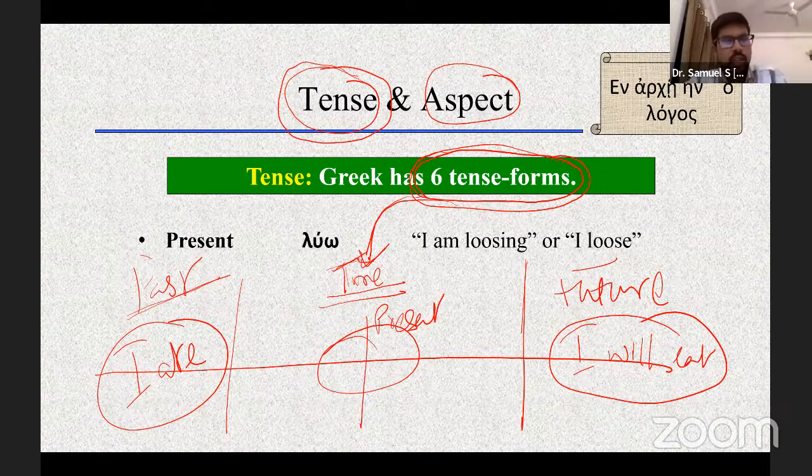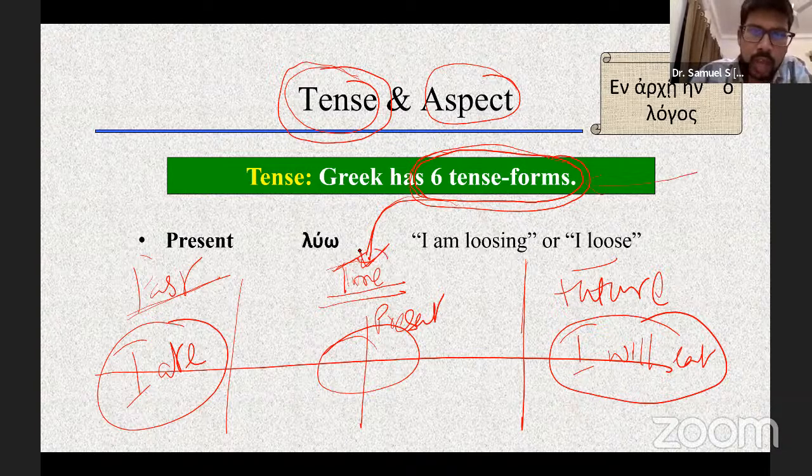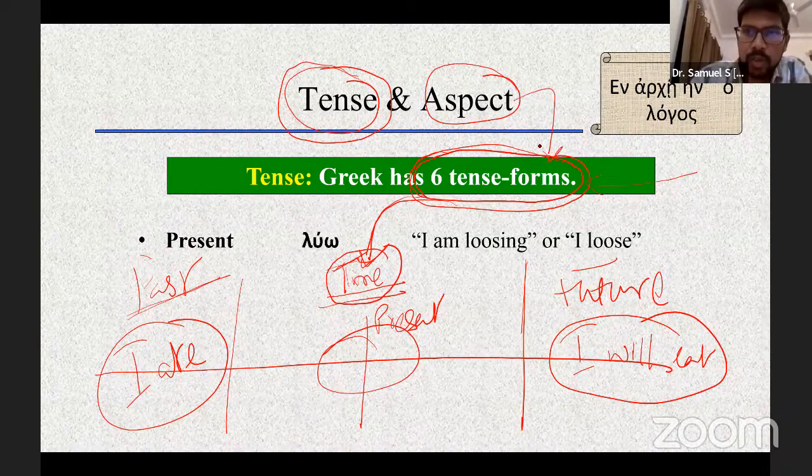But recently, in the last about 40, 50 years, there's been a lot of research and thinking and publications about another way of thinking about these tense forms, where time is a secondary thing. It's not the primary thing. And aspect is now the primary thing that tense forms communicate. And so this will be a different way for you to think about tense.